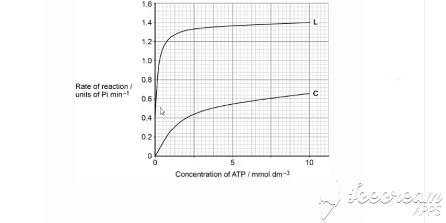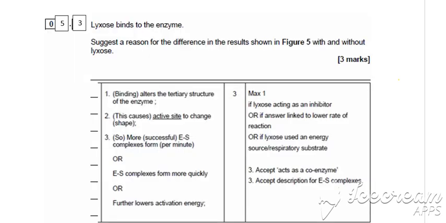So we can see that with the lysose we have the line L, and that causes an increase in the rate of reaction. C does not have that, and although there is an increase in the rate of reaction, it does not get as high as if the lysose was present. Therefore, we can conclude that with this lysose there is an increased rate of reaction, so there must be an increased number of enzyme substrate complexes forming.